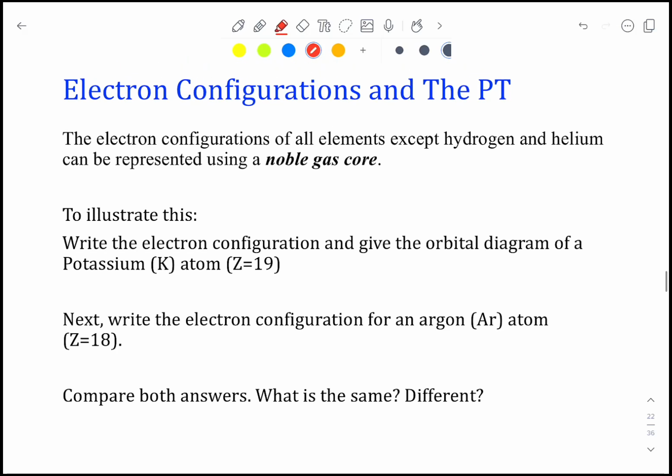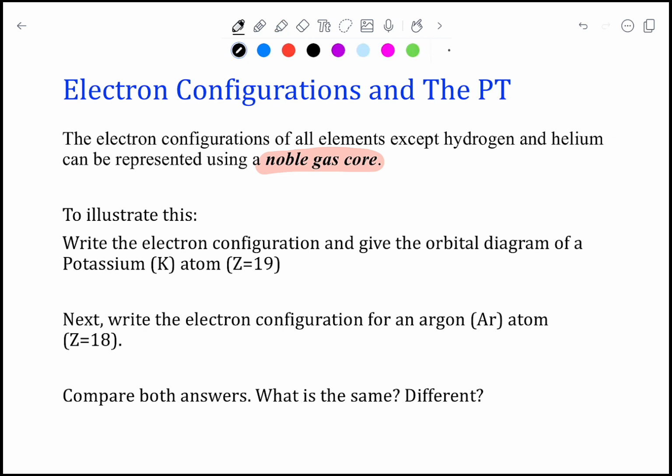Okay, so writing all of those electron configurations, especially for ones like rubidium and argon and stuff like that, can get a little bit taxing because there's a lot of electrons to show in an orbital diagram and an electron configuration. So the electron configurations of all elements, except for hydrogen and helium, can be represented using a noble gas core.